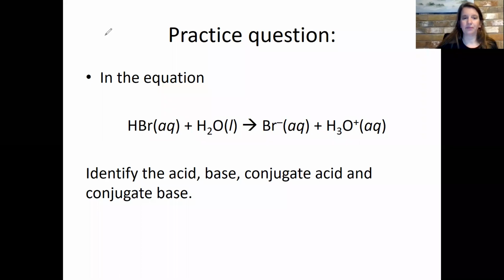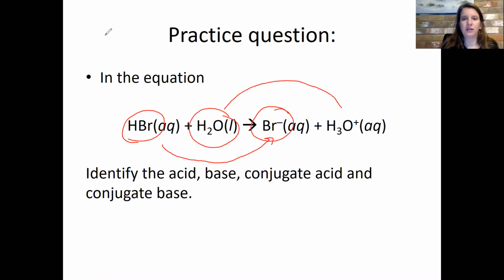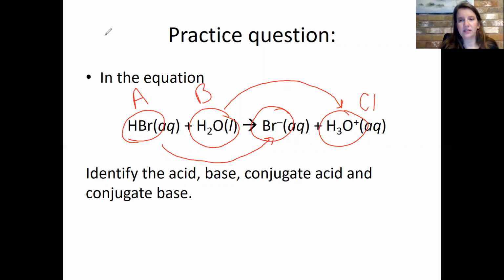Next example. So we're looking at this again. The HBr becomes Br negative. The H2O becomes H3O. So which thing lost the hydrogen? The HBr lost the hydrogen, so that means that's the acid. The H2O gained the hydrogen, so that's the base. What goes with the base? The conjugate acid. What goes with the acid? The conjugate base.